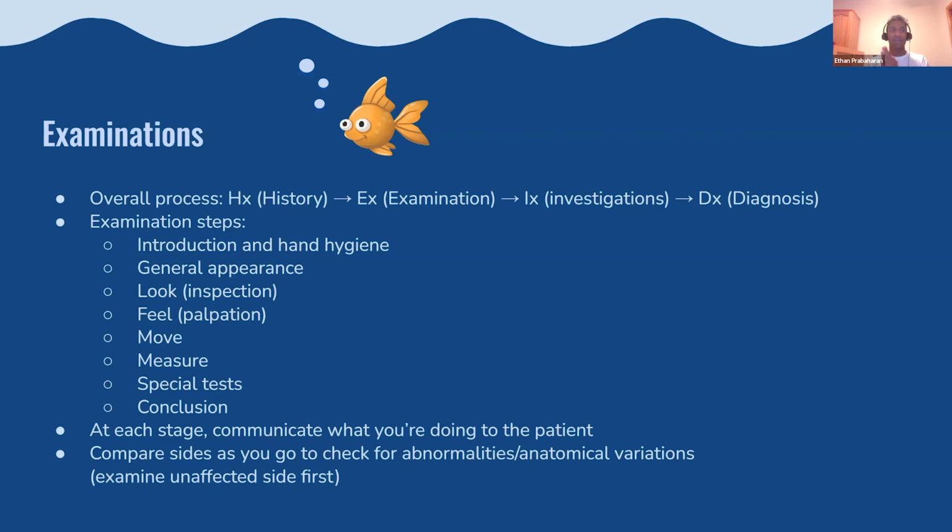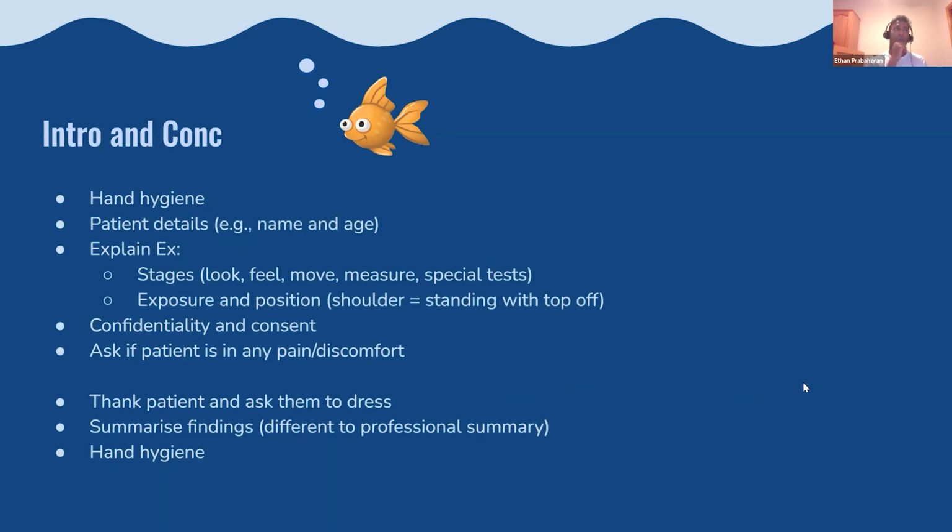The other thing is you need to compare sides as you go to check for abnormalities or anatomical variations, because something might be different, but if the patient is just coming in with a complaint on one side, it could just be an anatomical variation. And if it's present on both sides, then it might not be to do with their actual complaint, right? So always compare both sides. Some people have elevated muscle mass, some people have less, some people have elevated reflexes, some less. You don't know whether things are abnormal just by looking at one side, because you need to check whether it's always been like that or it's just become like that due to a certain presenting complaint.